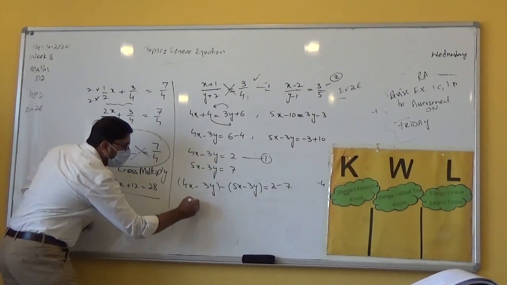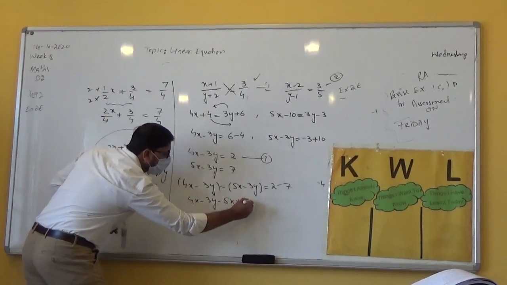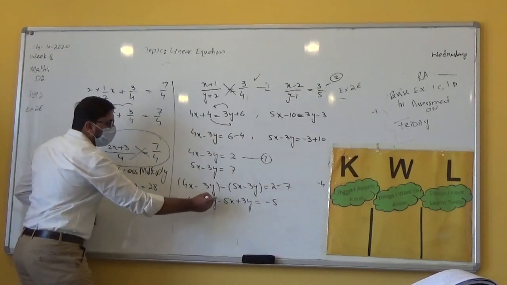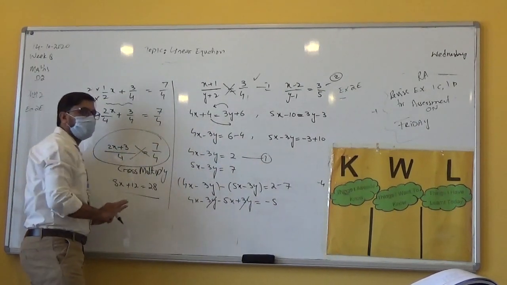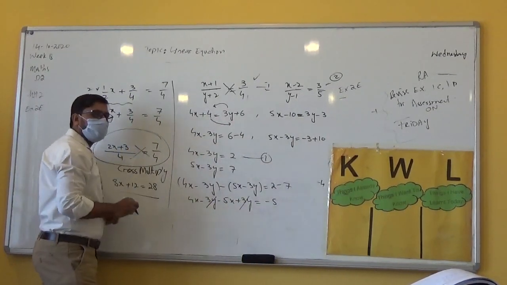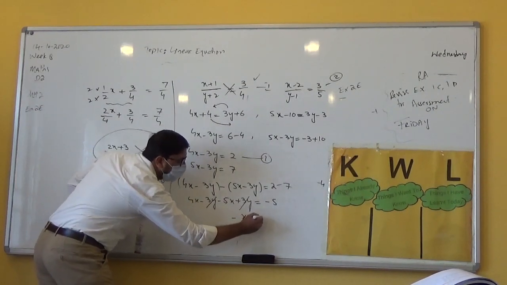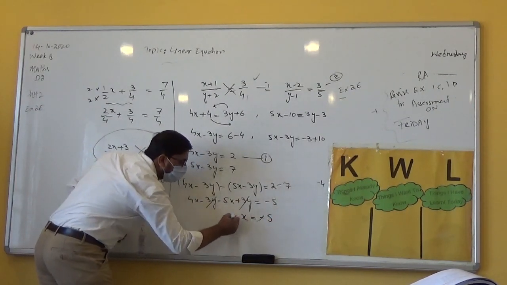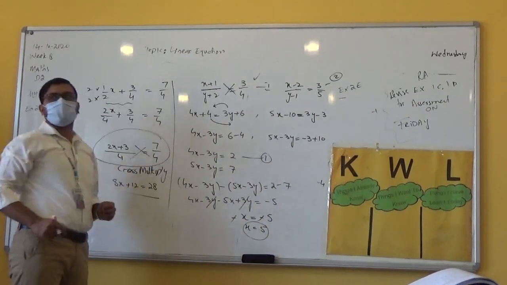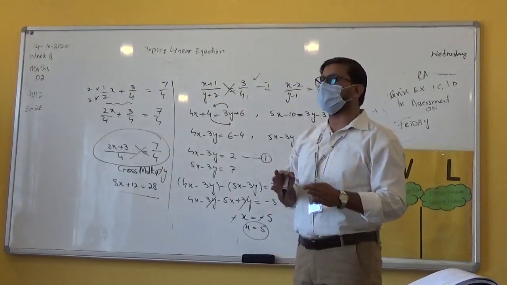Expansion: 4x minus 3y minus 5x plus 3y is equal to what? Minus 5. Minus 3y plus 3y will be resolved. 4x minus 5x is minus 1x, or minus x, is equal to minus 5. The negatives will cancel and x is equal to 1. So this is the value of x. Now, you need to find the value of the second variable. How many options do you have?